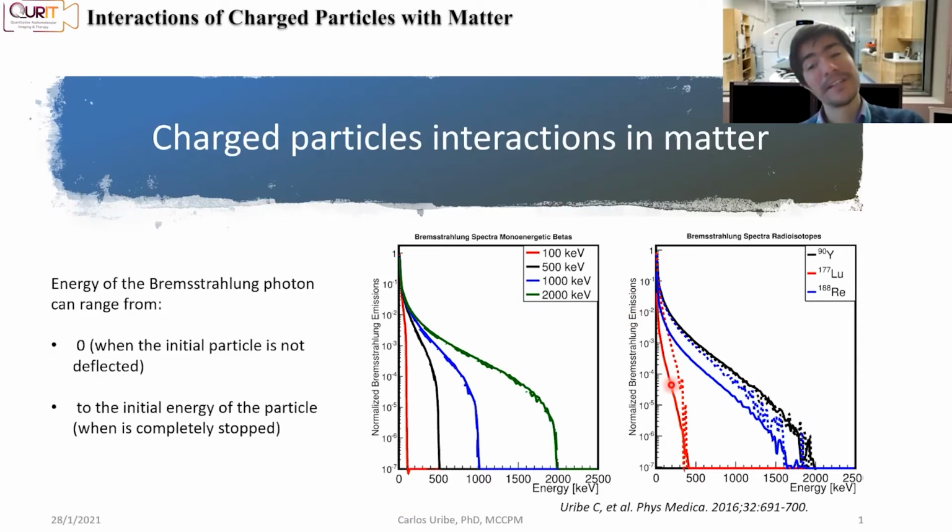But yes, you can see different energies. Here are some electrons in water, electrons of different energies. And these are actually radioisotopes that have a beta minus decay. So I was looking at how those beta minus particles emit radiation when they're traveling in water. The dashed and solid lines, it's not very clear here, were just a different volume of water in which those particles were traveling. The message here is that the Bremsstrahlung spectrum is a continuous spectrum, similar to what we talked about back when we saw the spectrum of beta decay.